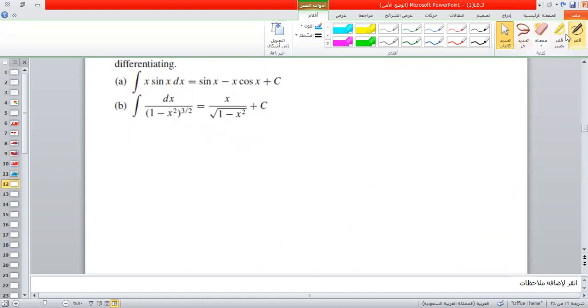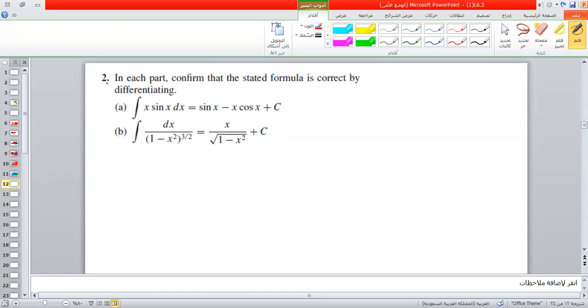I think it's easy. If you have any questions, ask, guys. We are discussing question by question. In number 2, the exercises, in each part, confirm that the stated formula is correct by differentiation. By differentiating, the integral of x sin x dx, is it equal to sin x minus x cosine x? Which part do we have to differentiate, guys?